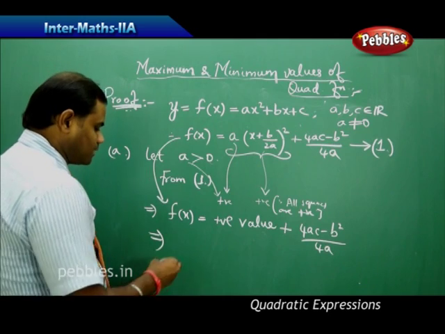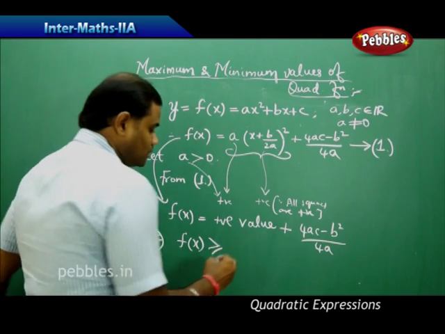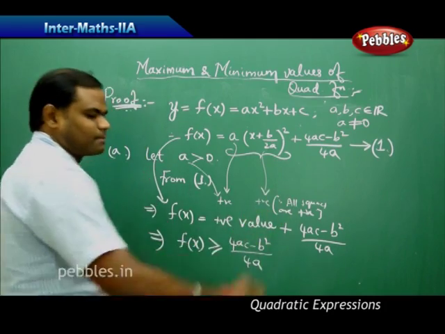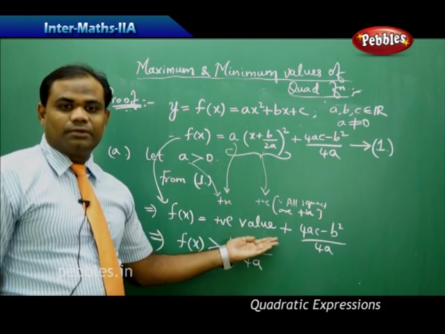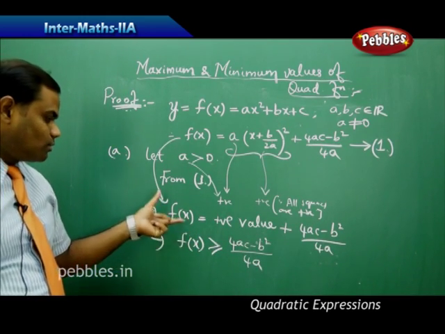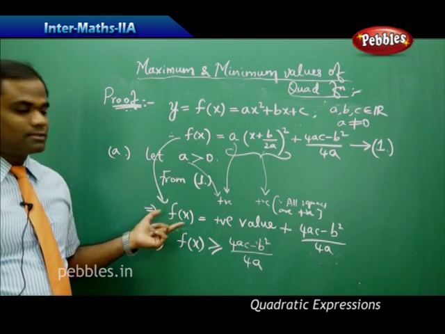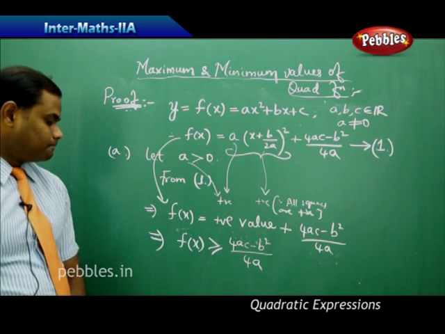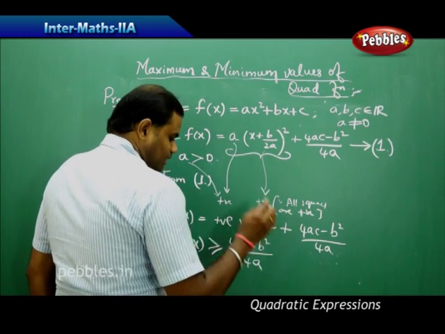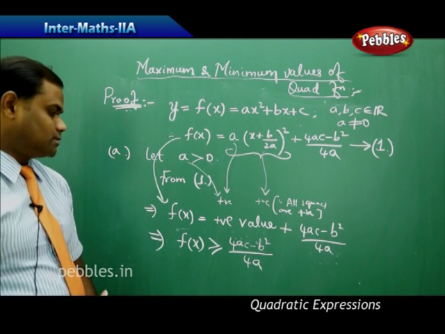Which makes us understand that f of x should obviously be greater than or at the most equal to 4ac minus b squared by 4a, because there is some positive value added to this quantity for getting f of x. Therefore, this must always be the smaller quantity than f of x with a positive value added out there. So this is greater than or equal to this is what we get in the initial case. So f of x is greater than or equal to this.